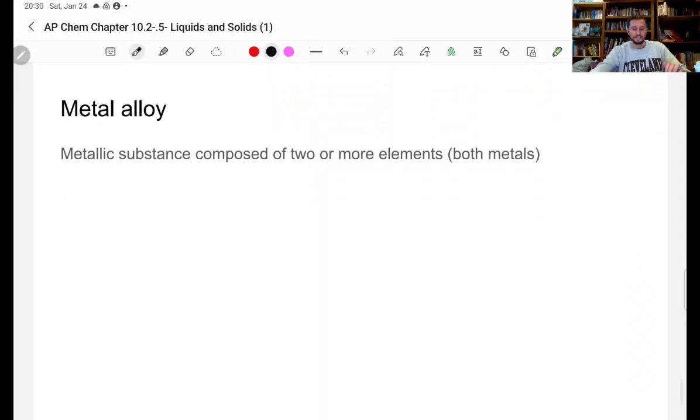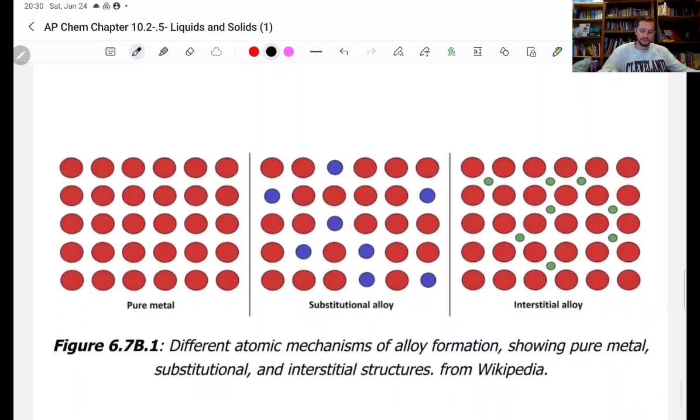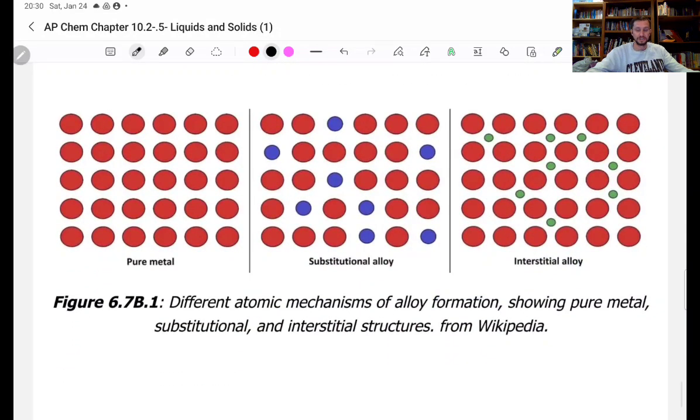So, metal alloys, the definition of a metal alloy is a metallic substance composed of two or more elements, both metals. And then we have those two types, substitutional and interstitial.